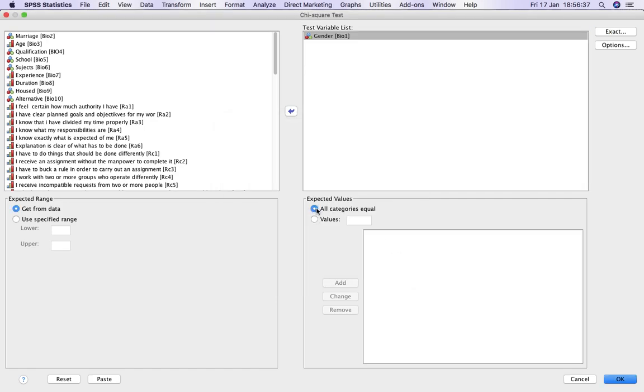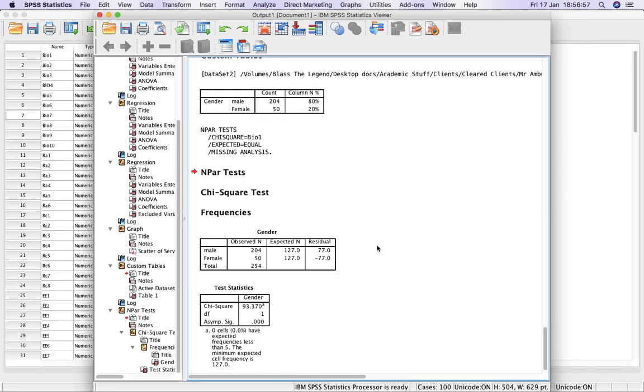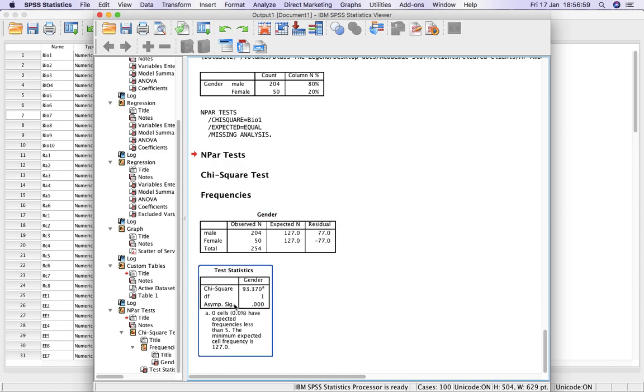Now, here, it's for you to choose. All categories are equal, or you may decide to choose a value. Let's start with the two being equal. We want to see, are they really significantly different from each other, the 80 and 20%. Then when you click OK, this is now the chi-square. Okay? So you realize that according to this p-value, it is 0.00, which is less than 0.05.